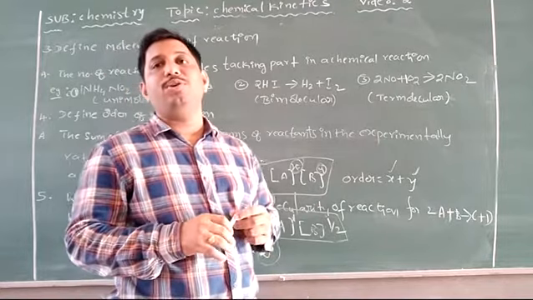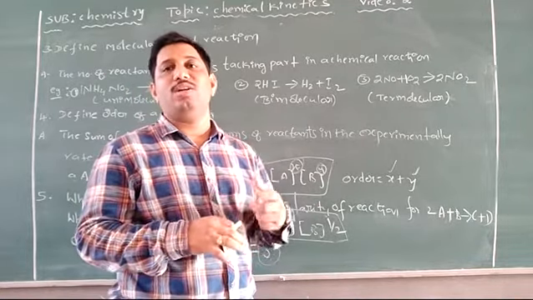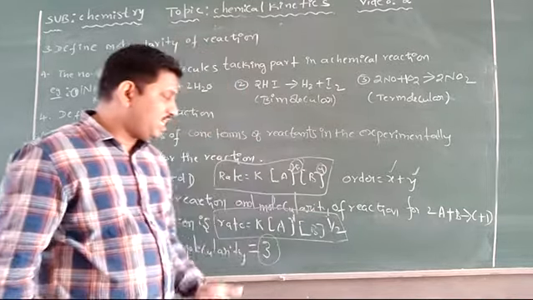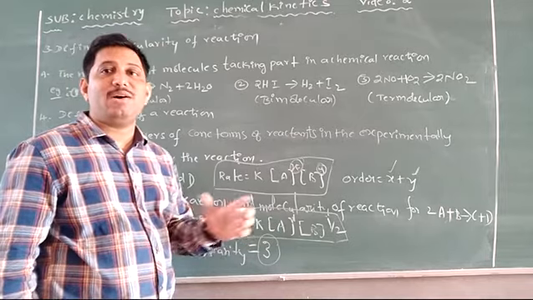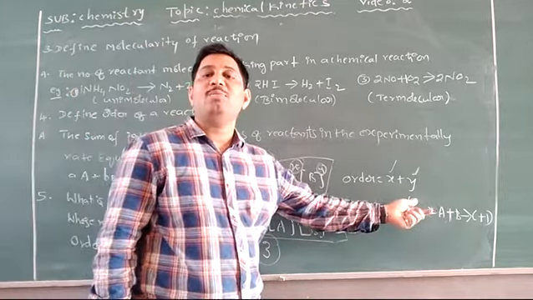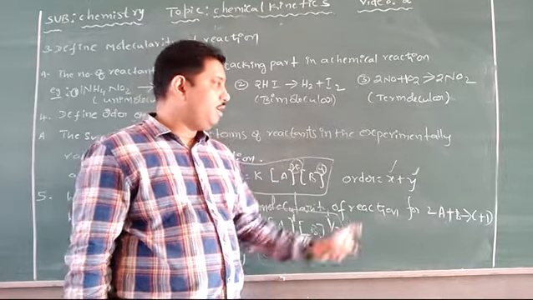Like this, from the PU board point of view, they will ask the order of the reaction or molecularity of the reaction. Remember students, the order of the reaction is experimentally determined, it is not obtained from the balanced chemical equation, whereas the molecularity can be determined theoretically from the balanced chemical equation. Clear students? Copy this.